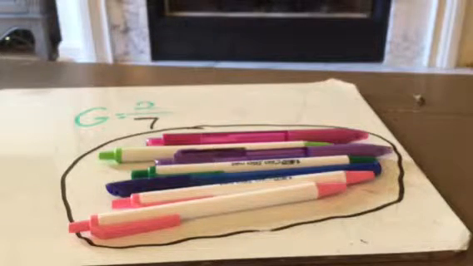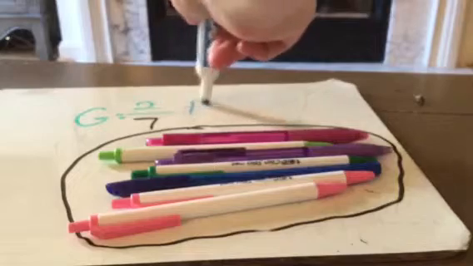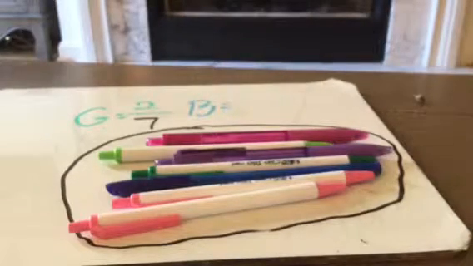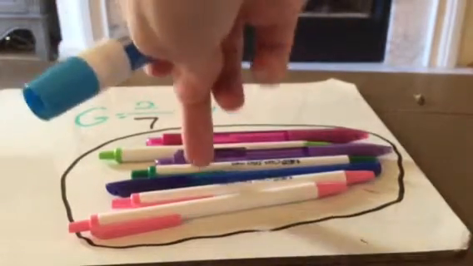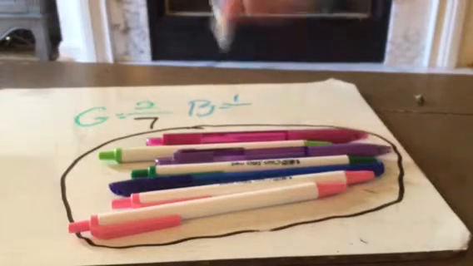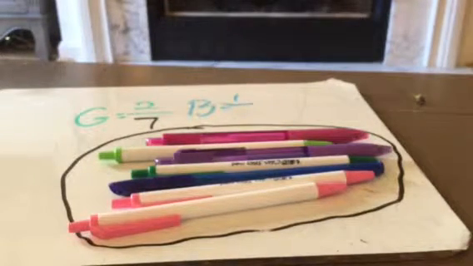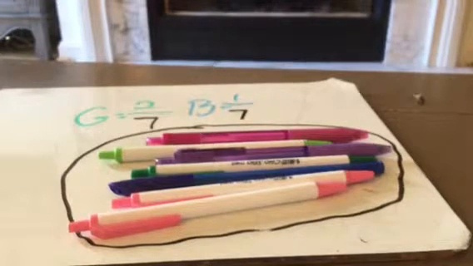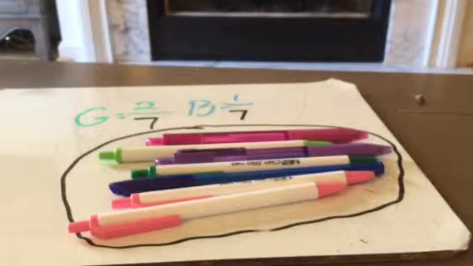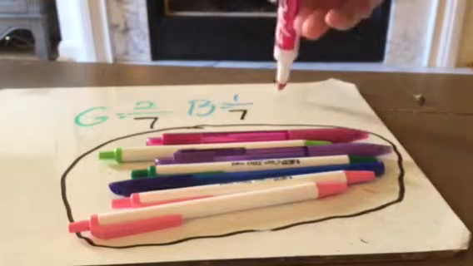So if I wanted to know how many blue pens I had, I'm going to look and see how many blue pens. Well, there's 1 blue, and I know that the denominator is how many are in 1 whole set. There are still 7 in 1 whole set. I would like you to find the fraction of pens that are pink and write it in your journal. What fraction of the pens are pink?